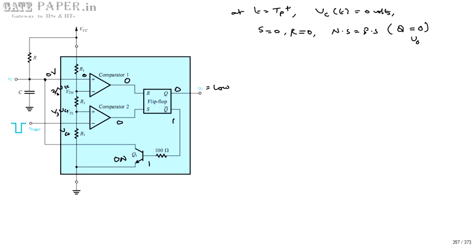So V0 is equal to low only. So V0 continues to be in low condition. That makes Q bar 1, which makes transistor Q1 go into on condition. So the capacitor voltage is always going to be at 0 volts. It doesn't change. Output will always be in low condition, and it is called the steady state.